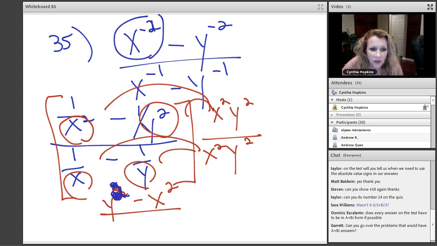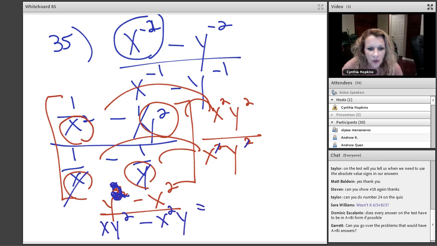All right, when I go to the denominator for the first fraction, 1 over x, when I multiply that by x squared, y squared, this x cancels with one of those x's, so I'm left with xy squared. Then my minus sign, and then the second term, I'm distributing that x squared, y squared to the 1 over y. This y cancels with one of these y's, so I'm left with x squared y.